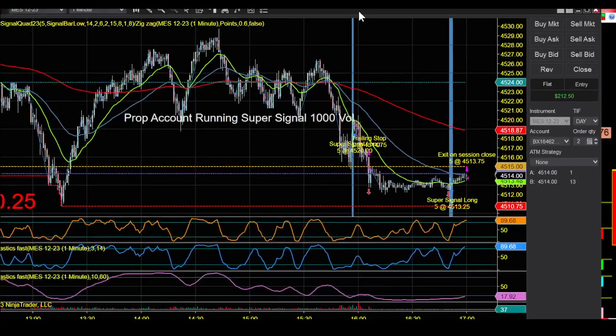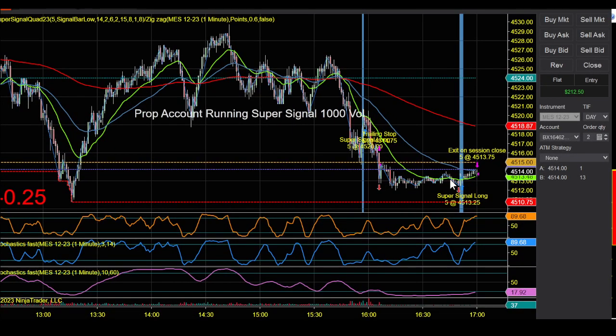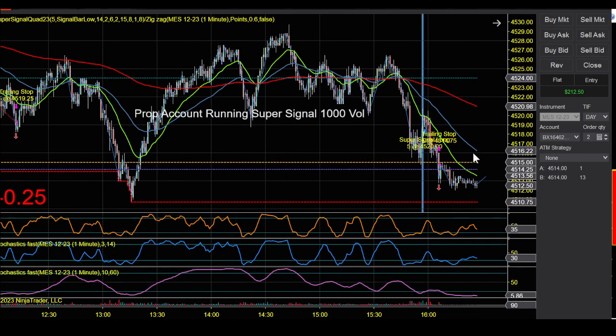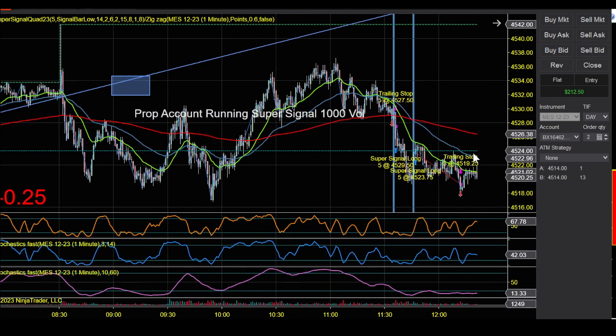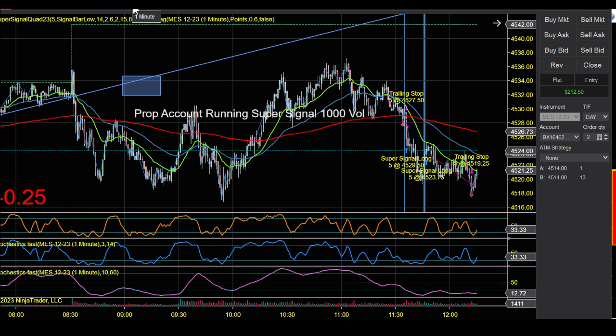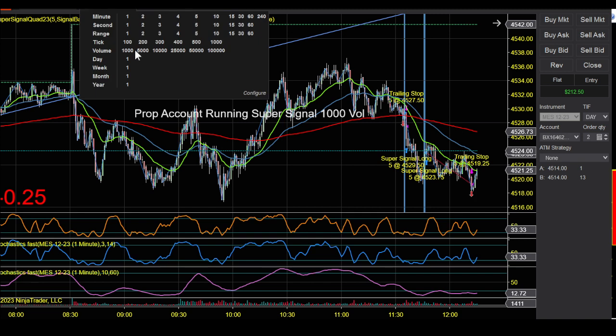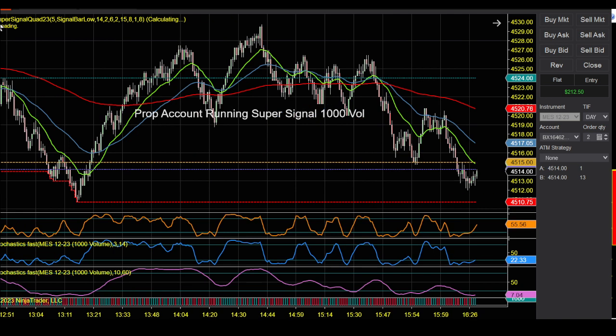So let's bring this down here. Some of these, let's see, we use different time frames. That's on the 1 minute, but I like to use the volume chart, the 1000 volume chart, and I used the Super Signal quad here. And this signal is so good that when it rings, when we get the alert in the room, I usually take those trades and get right in and take them off.